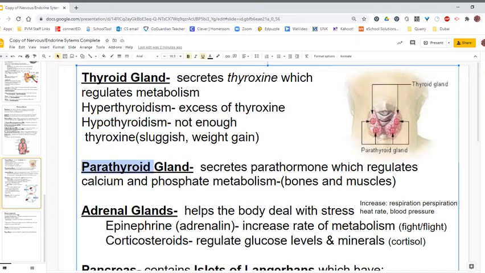The parathyroid gland is next, and these are the pairs of glands found on the back of the thyroid. These secrete a hormone called parathormone, and that hormone is very important for calcium and phosphate regulation. Calcium is very important in bone development, and your secretion of parathormone helps to control that. It also is very important in muscle function because your muscles require a lot of calcium to function properly.